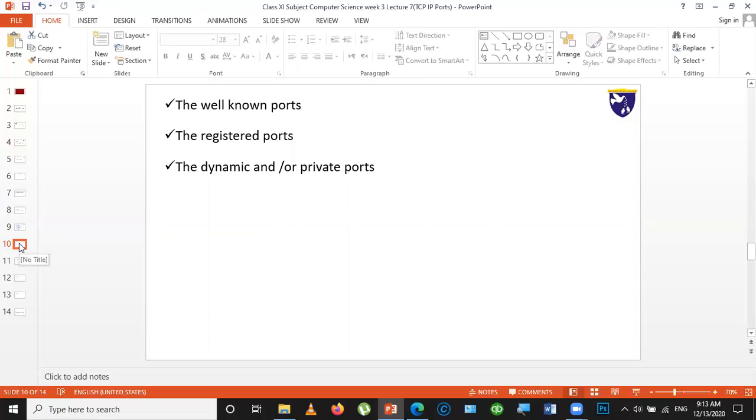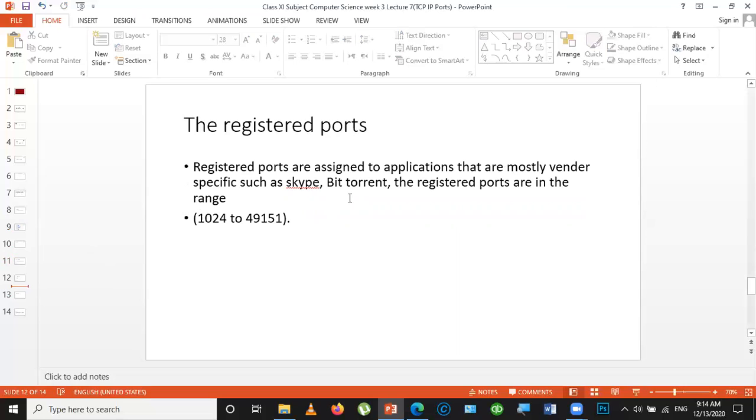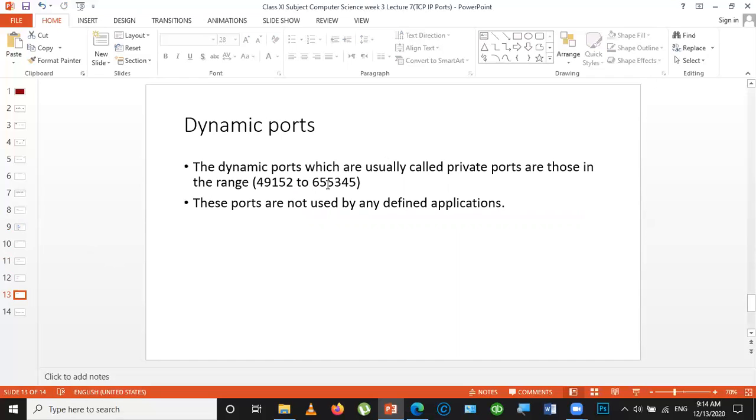Then we learned how many types of ports there are: the well-known ports, the registered ports, and the dynamic and private ports. The well-known ports are from 0 to 1023, and are used normally for HTTP, etc. The registered ports are used by applications or are vendor specified, from 1024 to 49151. The dynamic ports are from 49152 to 65535, and are not used by defined applications. Multiple applications can use these ports. So that's all for today, dear students. Thank you.